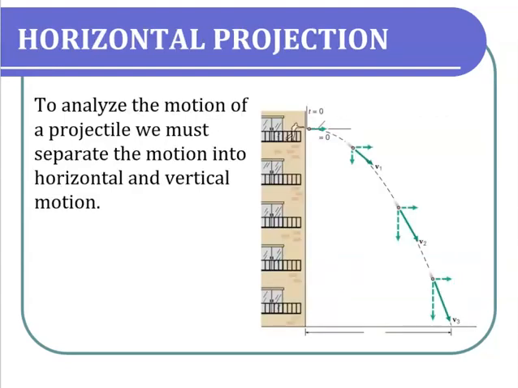When we analyze the motion of projectiles, we have to treat them a little bit differently than we're used to. We have to separate it into its horizontal and vertical motion. So for example, if you see the picture, we're going to look at how it's moving horizontally different than how it's moving vertically. We're going to be separating it into vertical and horizontal motion.